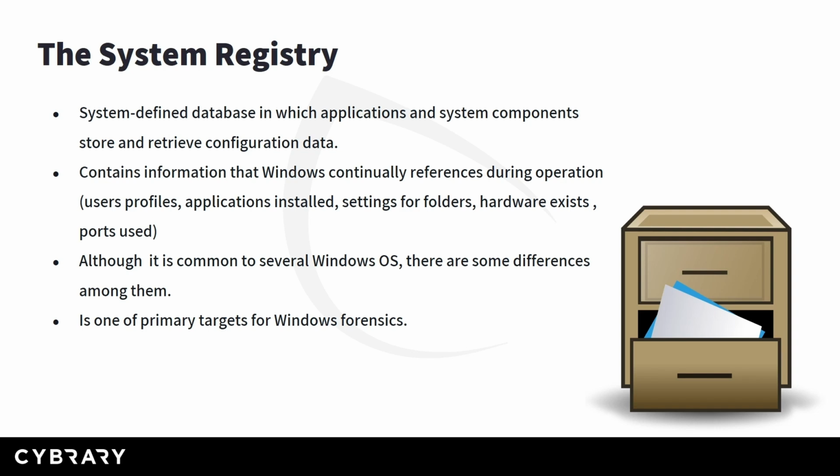The registry replaces most of the text-based .ini files that are used in Windows 3 and MS-DOS configuration files, such as the autoexec.bat and config.sys. Although the registry is common to several Windows operating systems, there are some differences among them. For instance, in Windows 98, the registry files are named user.dat and system.dat. In Windows Millennium Edition, the registry files are named classes.dat and user.dat and system.dat.